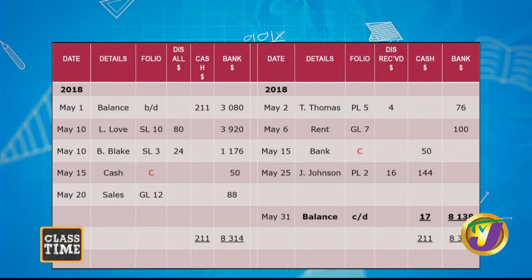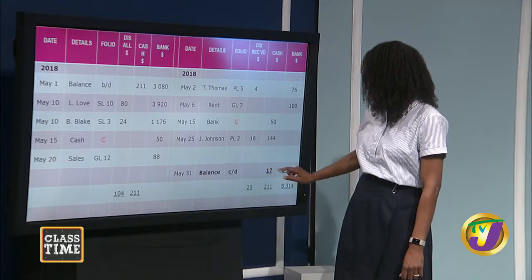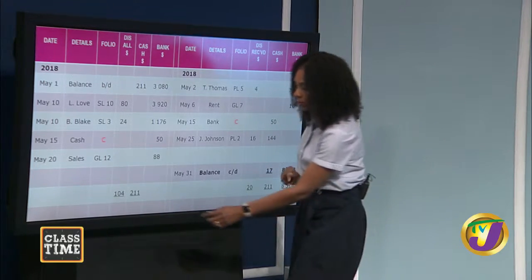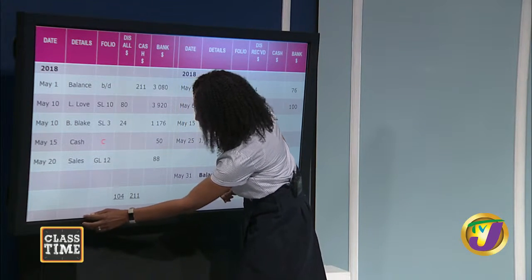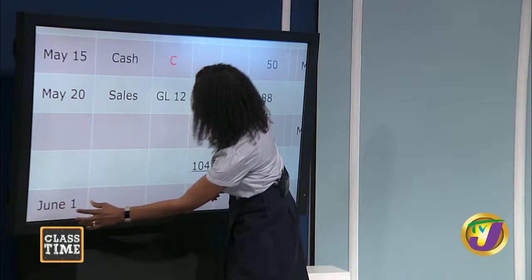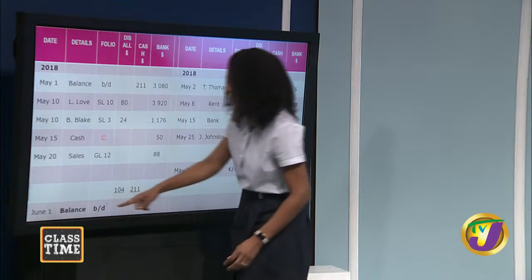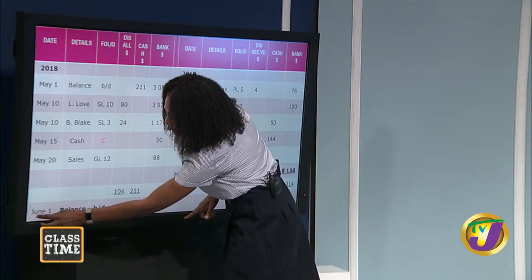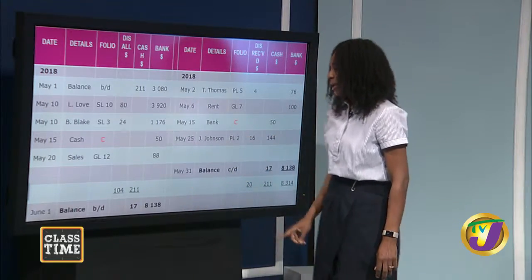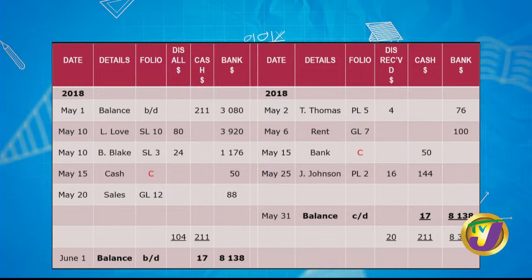Good. So, here we are. Our closing balance is on the credit, and our opening balance, to show continuity, will be shown on the debit side. So remember, your balance CD is the same as your balance BD. There's a balance CD of $17 for cash, and there's also a balance BD of $17 for cash.